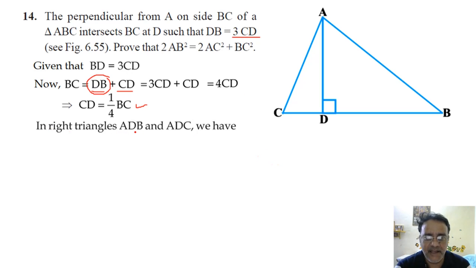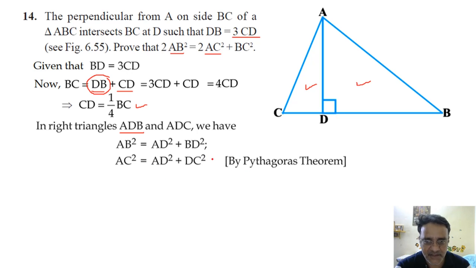Now in triangles ADB and ADC, see carefully. AC belongs to this right triangle and AB belongs to this right triangle. So we'll apply Pythagoras theorem one by one. If you apply it to triangle ADB, what you will get? AB square is equal to AD square plus BD square. Very good. And second triangle, AC square is equal to AD square plus CD square. Okay, so we are getting these two.